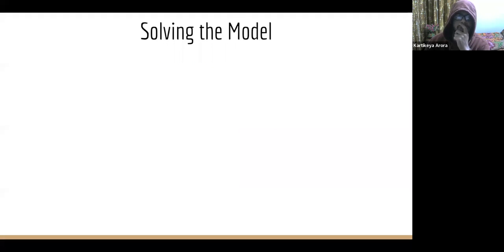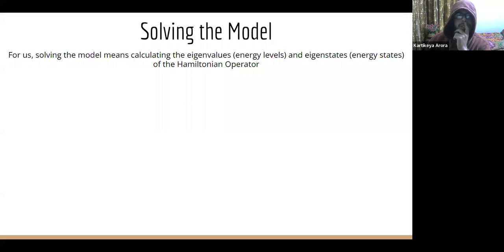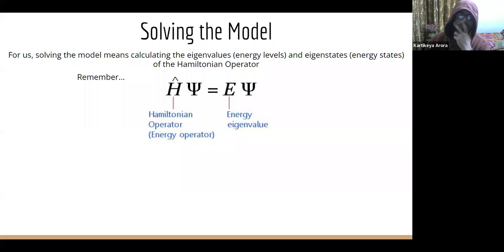To move ahead, now we'll be learning about how to solve these models. Like we have seen different types of models till now, the spin models or the second quantization models. So for now, solving the model basically boils down to calculating the eigenvalues or the energy levels and eigenstates or the energy states of the Hamiltonian operator of the system. So we remember the Schrödinger equation says that if we apply the Hamiltonian operator to a wave function, we get the energy eigenvalue and the wave function back.